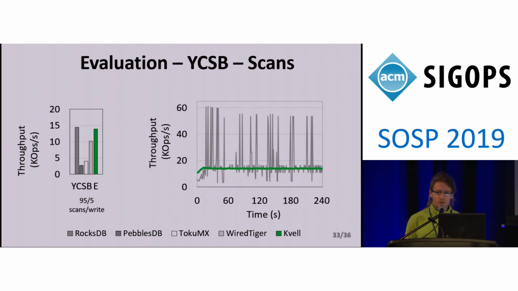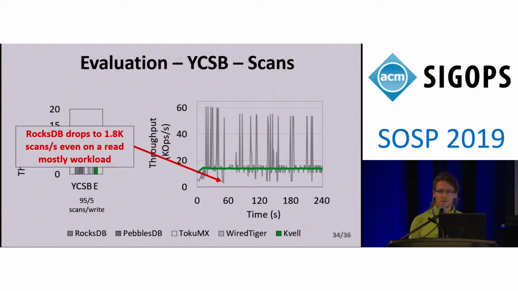I would also like to zoom in on the performance of scans. If you look at averages, it's true that we have approximately the same performance as RocksDB. But if you look at details of throughput over time, as shown on this graph, the picture is very different. KVell has a very steady throughput, while the performance of RocksDB fluctuates quite a lot.